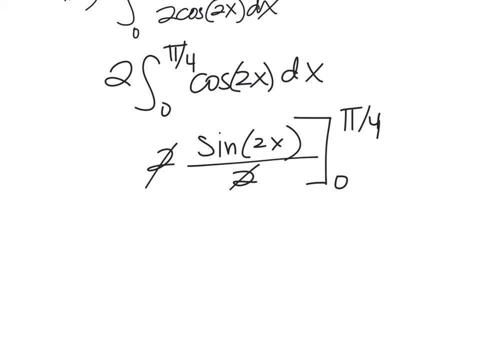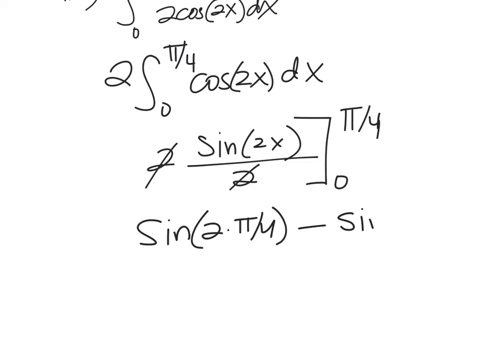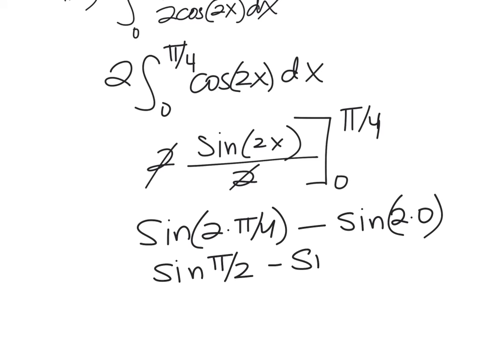So we get sine of 2 times pi over 4, minus the sine of 2 times 0. So this is the sine of pi over 2 minus the sine of 0. And what is the sine of pi over 2? Do you remember?